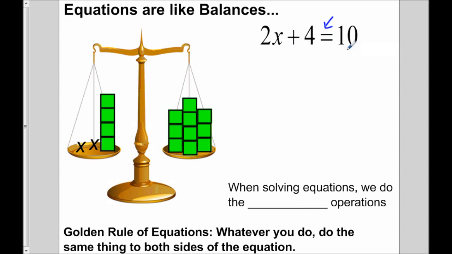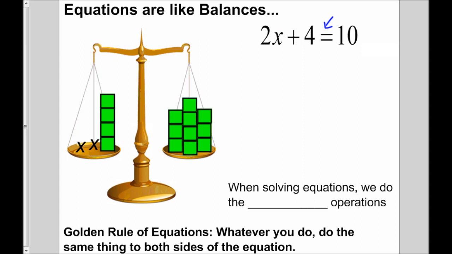Now if we think about it in terms of weights, here we have 2x and 4 is equal to 10. You notice that the balance here is level, so both sides weigh the same. And the rule is when we're solving an equation, when we're trying to figure out what this x represents, that both sides always have to be the same. The balance must always be level.